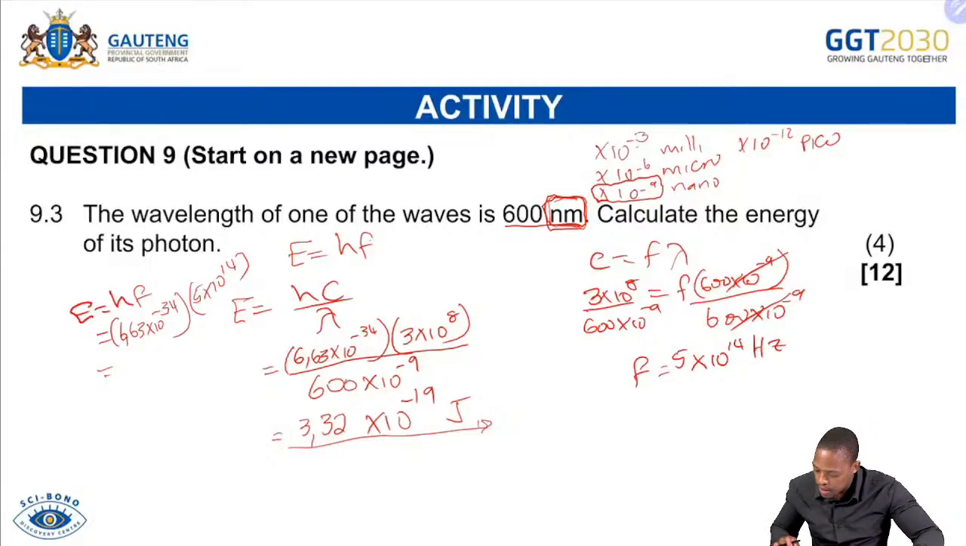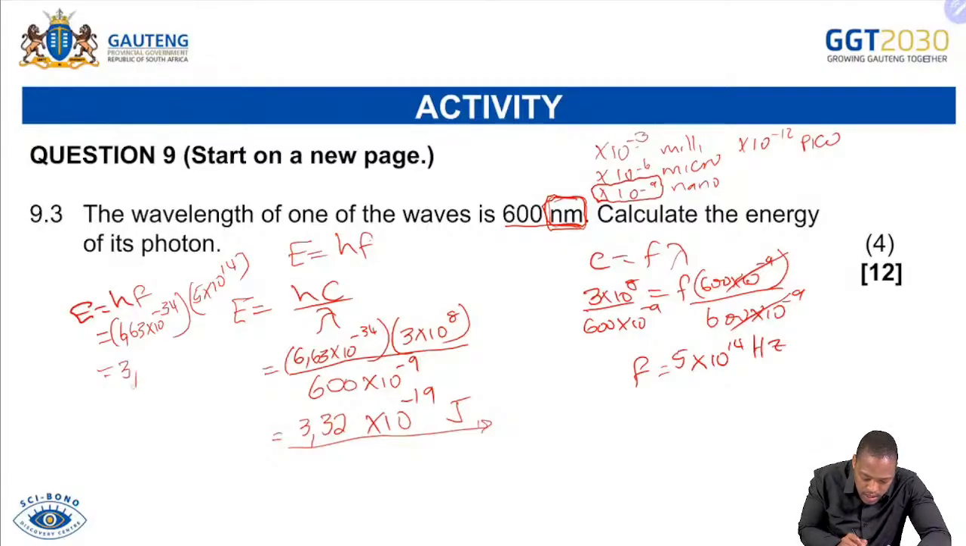And then let's do that. 6.63, multiply that by 10 to the power of negative 34. That must be multiplied by 5 times 10 to the power of 14, which is your frequency. Again, you get exactly the same answer, 3.32 times 10 to the power minus 19 joules of energy.